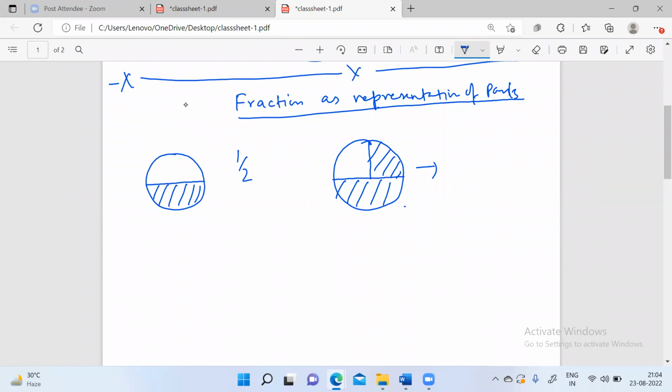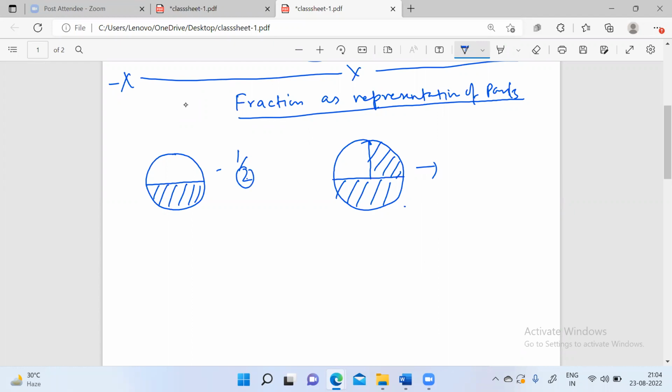Sir, fraction is the representation of equal parts. This 2 by 3 is a ratio, isn't it? No, it's not a ratio. Nobody could assume that one part is bigger than the other part. So whenever I am representing the parts with numbers, these two parts should be equal.